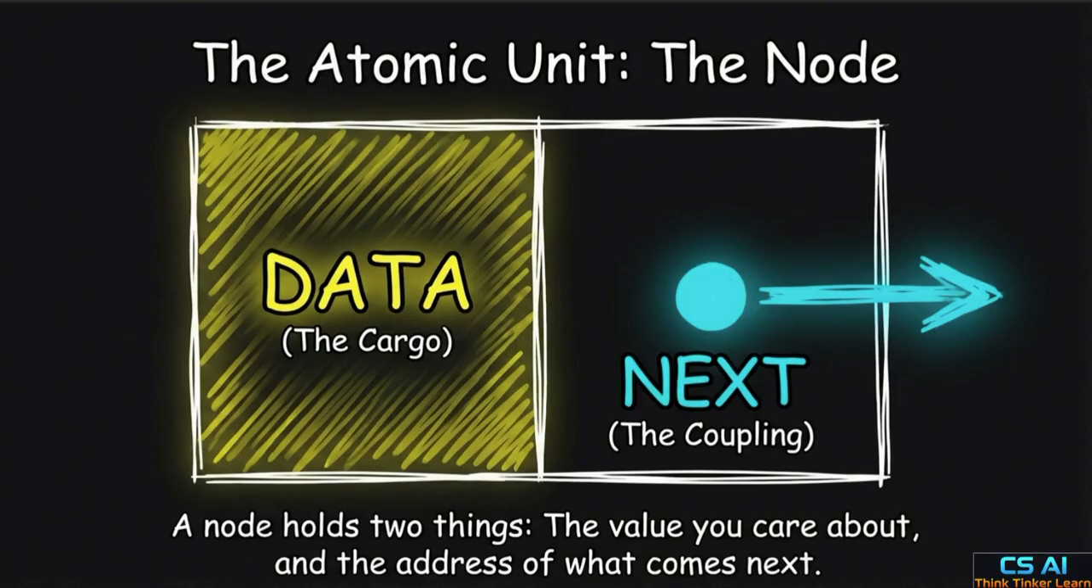At the heart of every linked list is the atomic unit, the node. A node fundamentally holds two things. First, we have the data, which is the cargo, or the actual value that you care about storing, whether it's a number, a string, or an object. Second, we have the next pointer, which is the coupling, the address or reference to what comes next in the sequence. This simple two-part structure is how all nodes are connected to form the linked list.